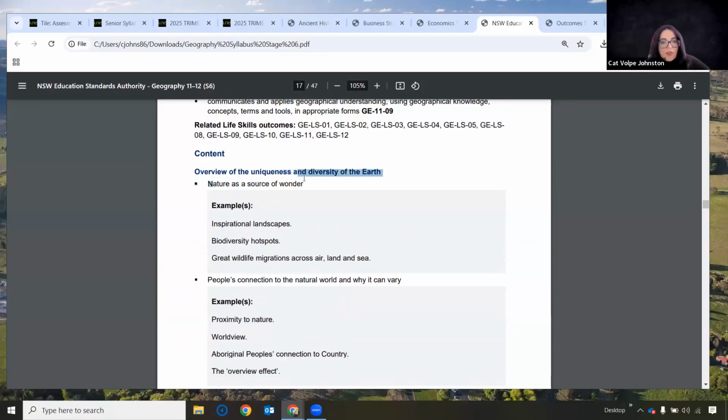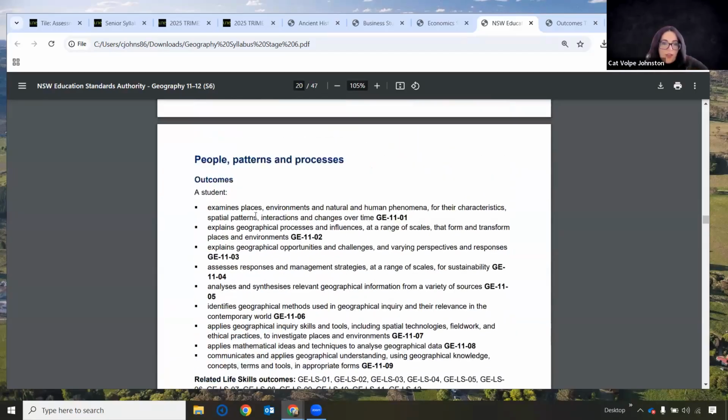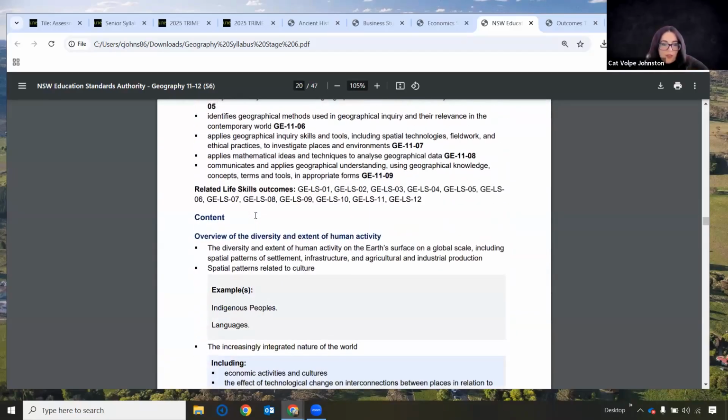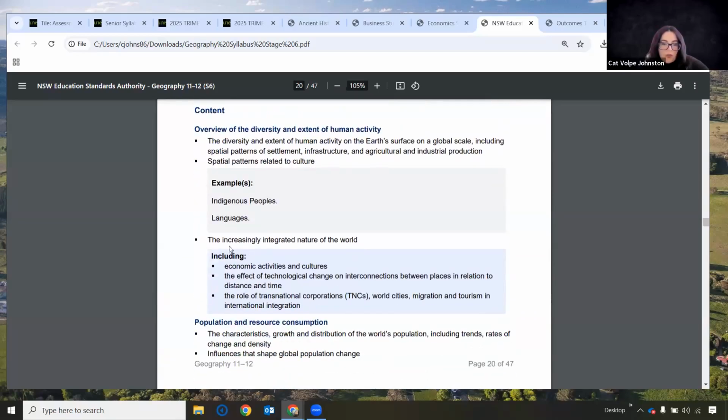The first one, nature as a source of wonder. You could do a second topic there: great wildlife migrations across air, land, and sea. And choosing these two or one of those for the learning sequence. Let's have a look at the second unit. People, patterns, and processes. I bet you there'll be something here. The integrated nature of the world. So this tells you more specifically, these blue boxes, what you need to cover. So you could focus on that for your learning sequence.